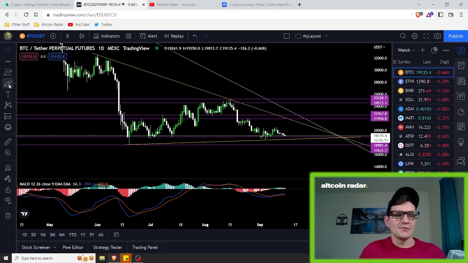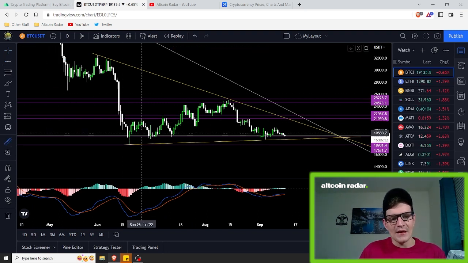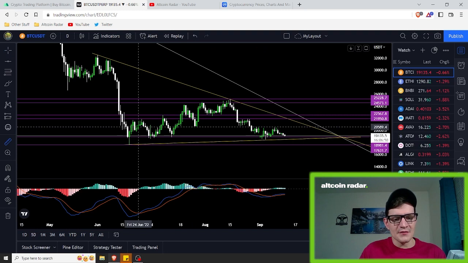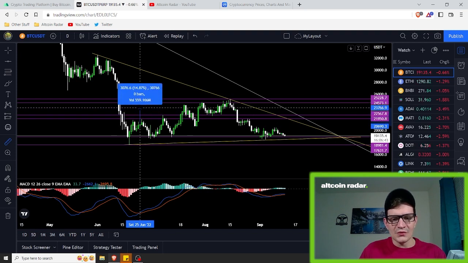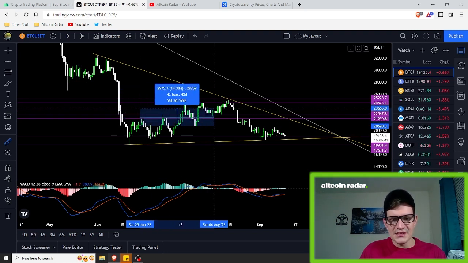So let's see what you would have made. You would have bought right in here somewhere, and you would have sold right around this layer right in here.